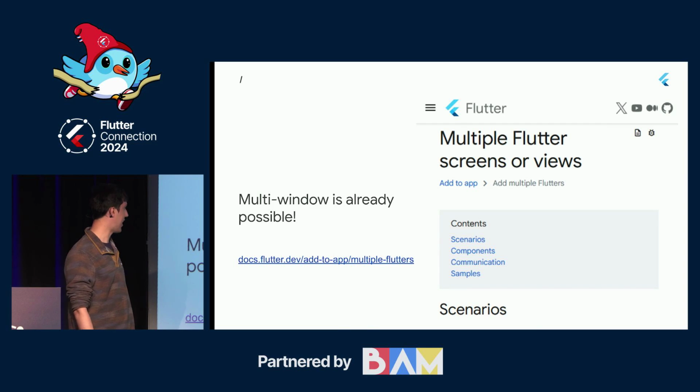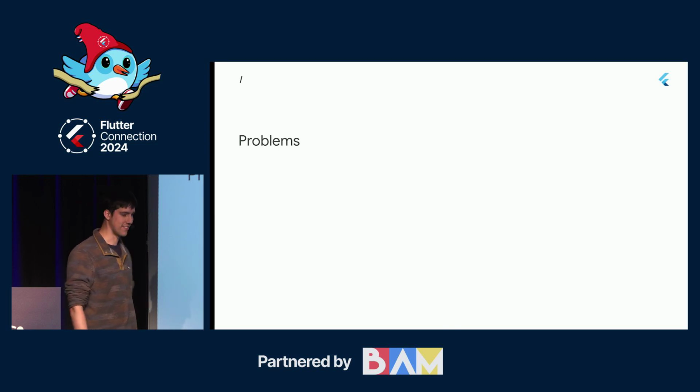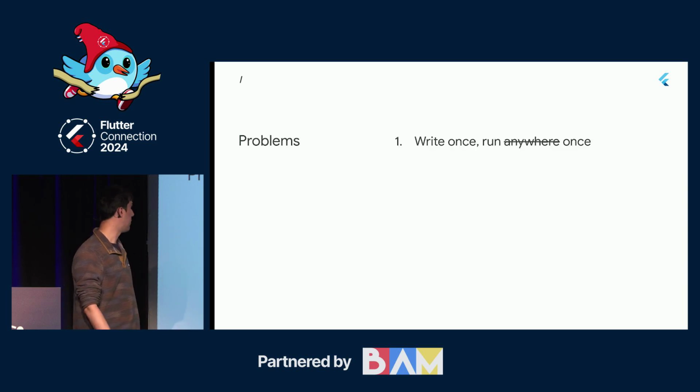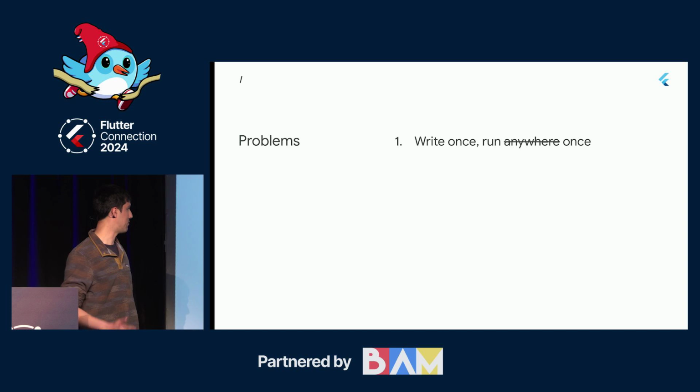It turns out that you can actually already do multiple windows today. We have documentation on how to do this and samples. So are we done? Not quite. The solution we have today is a little bit flawed. You need to create a new Flutter instance for every single window, and that requires you to write native code. If you support Windows, macOS, and Linux, that means you need to write native code three times for all of those platforms. And we would all rather write Dart code instead.